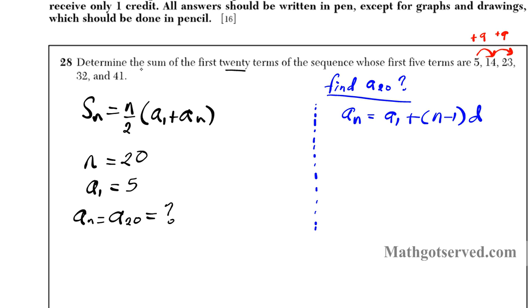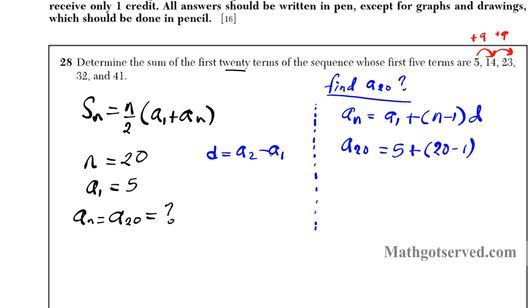Keep adding 9 over and over again until you get to the 20th term. So a20 equals the first term, which is 5, plus the number of terms, which is 20 minus 1, times the common difference. The common difference d is given by the formula a2 minus a1. If you subtract the previous term from a term, then you get the common difference.